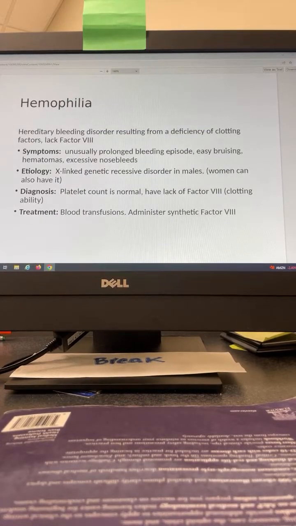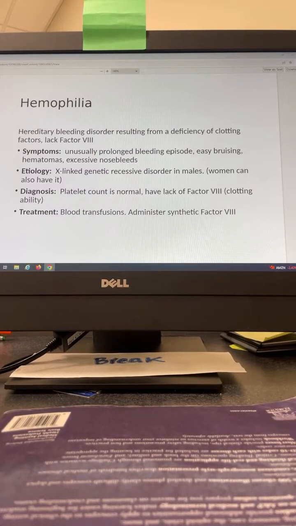All right, last one here, I think, is hemophilia. Hemophilia is basically just a bleeding disorder. So people have the inability to clot. So they have unusually prolonged bleeding episodes. They'll have a lot of easy bruising, excessive nosebleeds. Like they bleed more excessively than most people.